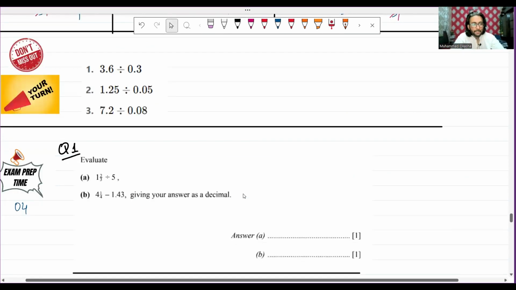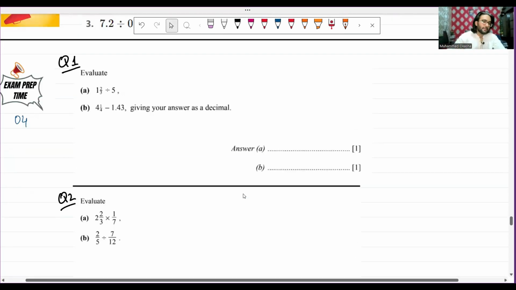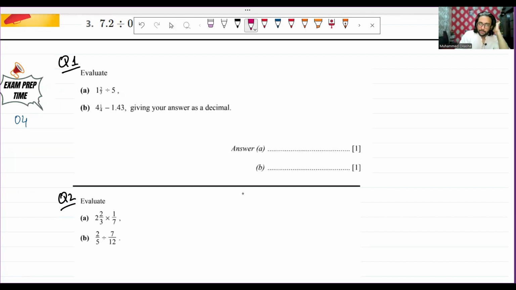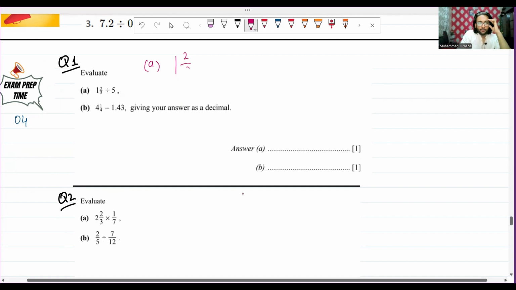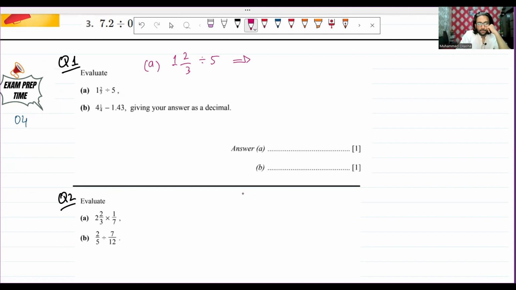Okay, next. Let's do this. These are exam questions. So yeah, let's give it a shot. Part A, I'll do part A here. 1 whole 2 divided by 3, divided by 5. So let's see what I get. 1 whole 2 by 3, if I were to convert it into a fraction, I will get 3 ones are 3, plus 2 would be 5.